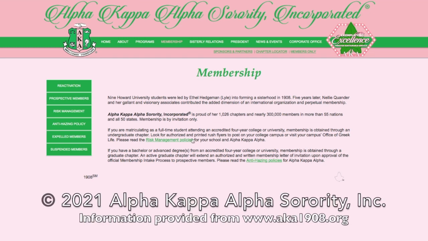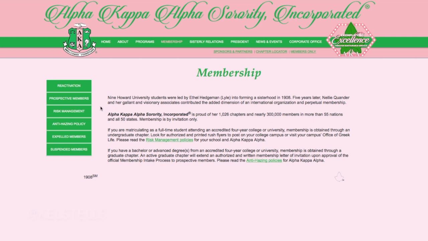As you can see, they have some information about membership in general. We're going to go to the prospective members section and see what that information is all about. First of all, I want to point out that membership is by invitation only with Alpha Kappa Alpha. That is with undergrad as well as grad chapter. And also take a look at their anti-hazing policy that they listed on their page as well. Some people will overlook that, but I think it's important to point out that all organizations have an anti-hazing policy.